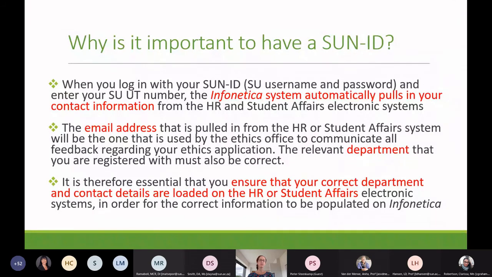And the reason that that's really important when you apply for ethics is because it automatically pulls in your contact details and populates some of the form from the HR or student admin systems, and you won't be able to change that. It will also use the email address that it pulls in for the ethics office to communicate all of the feedback letters that you may receive on your ethics application.